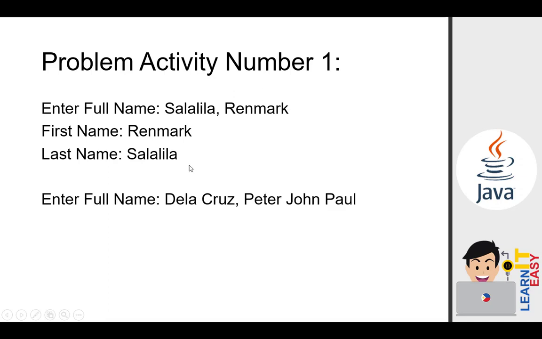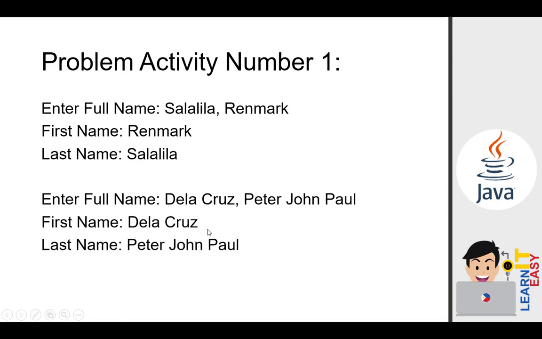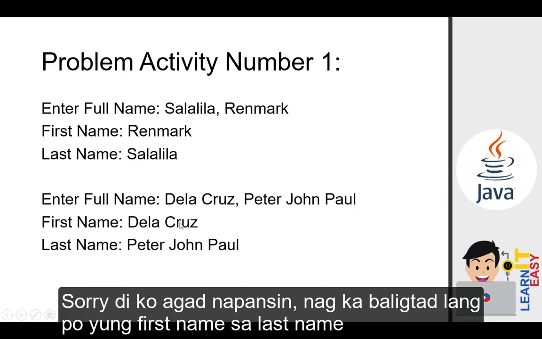Paano kung yung pangalan is medyo mas complex? So, halimbawa, De La Cruz, may space sa gitna, comma, space, and then Peter, space, John, space, Paul. So, tulad nito, tatlo yung pangalan niya at dalawa doon sa last name. Kailangan sasama yung ganun, no? Ma-extract mo pa rin dapat ito, tsaka yun. Bibigyan ko yun ng clue, no?